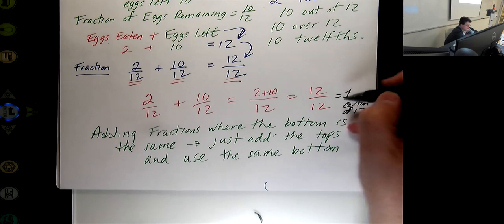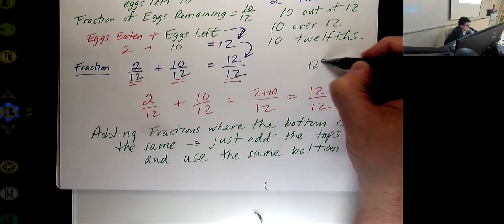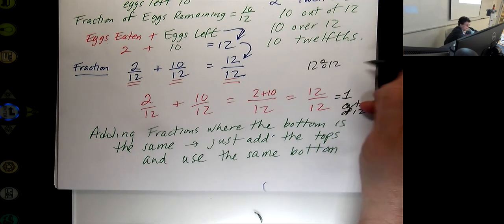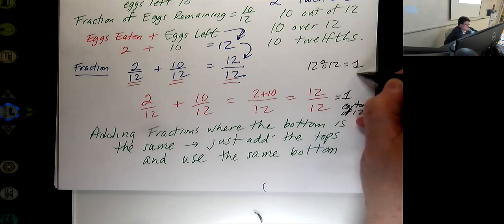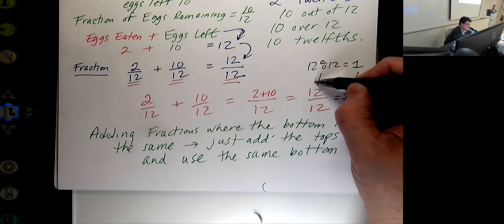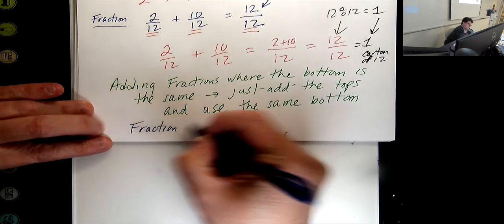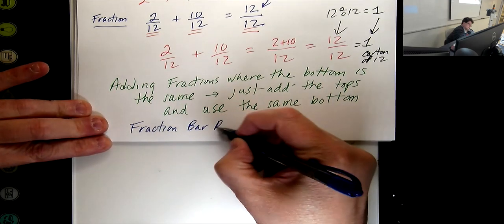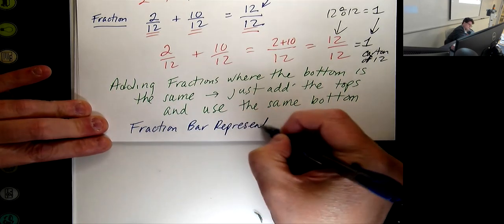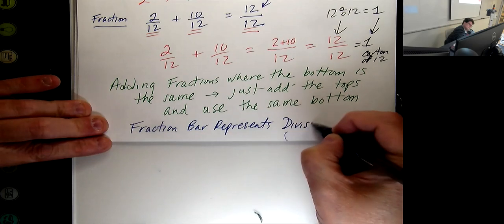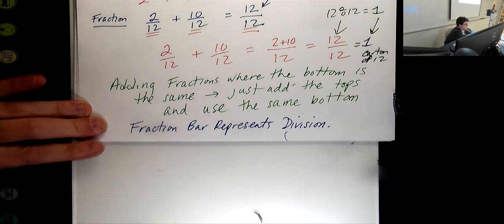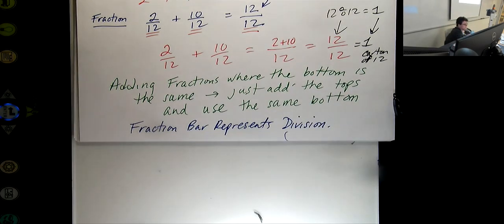And what's 12 divided by 12? It's 1. That is not a coincidence. The fraction bar represents division.